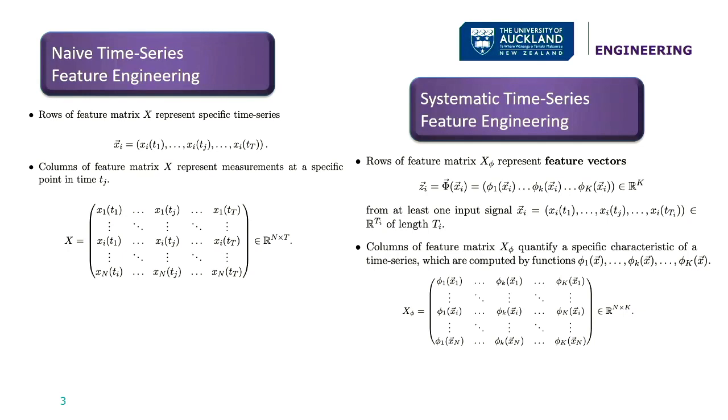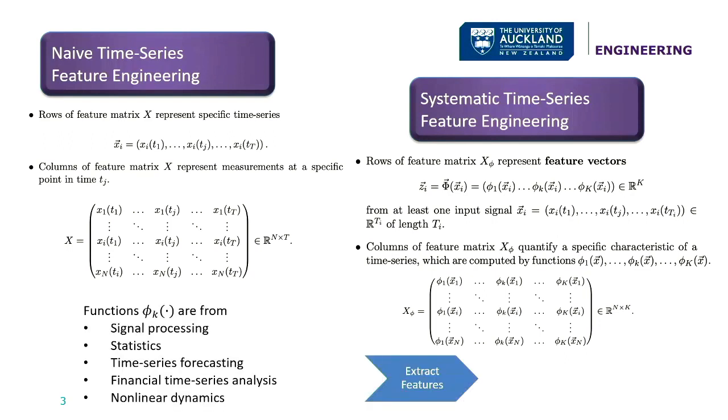Now, in systematic time series feature engineering, we basically use a kernel trick and project the data, every window, every sample of the time series, into a feature space. So we've got a couple of functions from a library, which are chosen from different fields of research: from signal processing, statistics, time series forecasting, financial time series analysis, and nonlinear dynamics. So all kinds of features which have been proven to be useful in some kind of time series classification or time series regression project. Now, having this feature space is nice, but which of these features just contain noise?